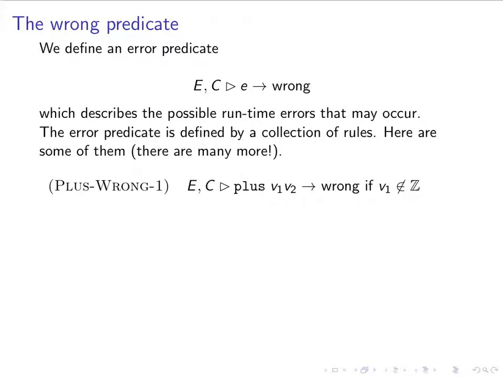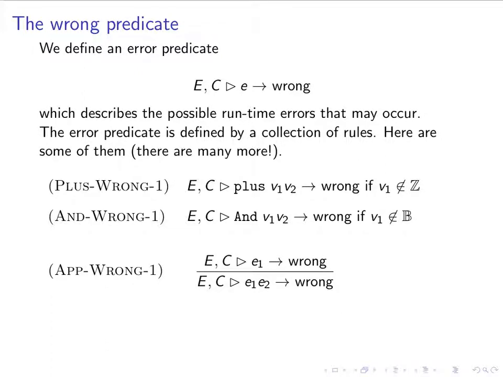One is wrong for plus. If we have two values, v1 and v2, and we apply the plus function to them, and v1 is not an integer, because we think of this as integer addition, then we go wrong. Another wrong rule is that if we have and applied to two values, and the first value is not a Boolean value, if it's not a truth value, we go wrong.